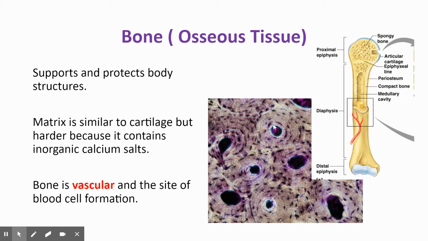Bone is where blood cells are going to form, and blood is a vascular tissue. So this means that bone has a good blood supply to it. This is the reason why if you break a bone, it'll probably take about 6 weeks to heal.